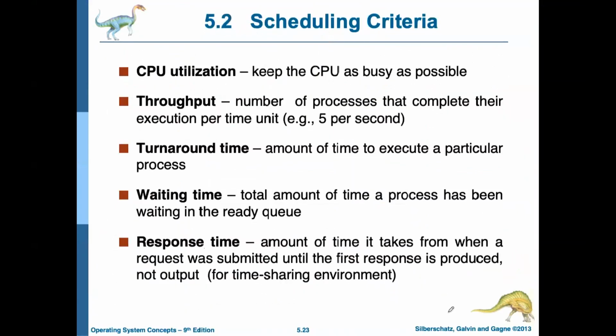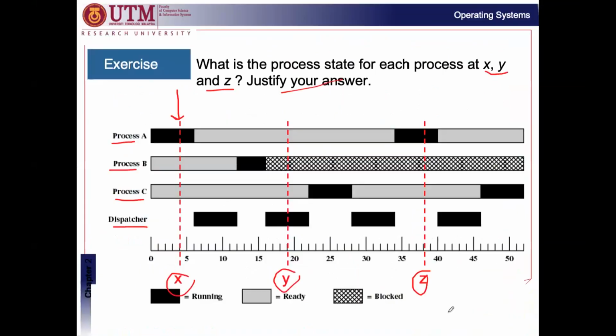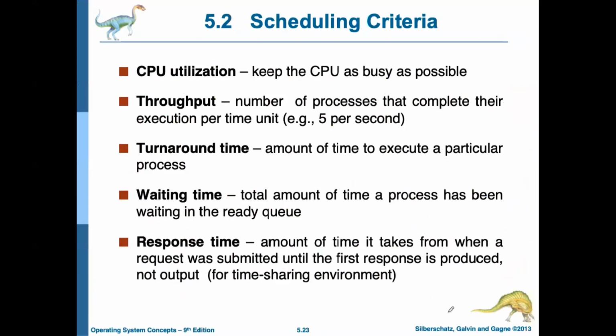All right. Okay. Scheduling criteria. CPU utilization: keep the CPU as busy as possible. This is common. Don't let it be idle. Similar to our daily life also. Here they keep busy. So this is CPU utilization, up to the optimum level.